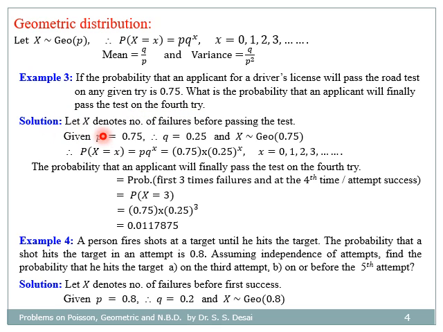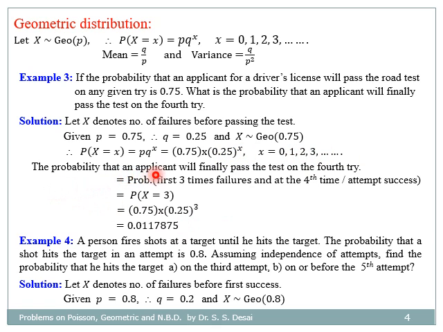Now for the solution, let X denote the number of failures before passing the test. So given P is equal to 0.75, therefore Q equals 1 minus P, that is 1 minus 0.75 equals 0.25, and X follows geometric with parameter 0.75, and therefore its PMF is going to be 0.75 into 0.25 raised to x for x equal to 0, 1, 2, etc.